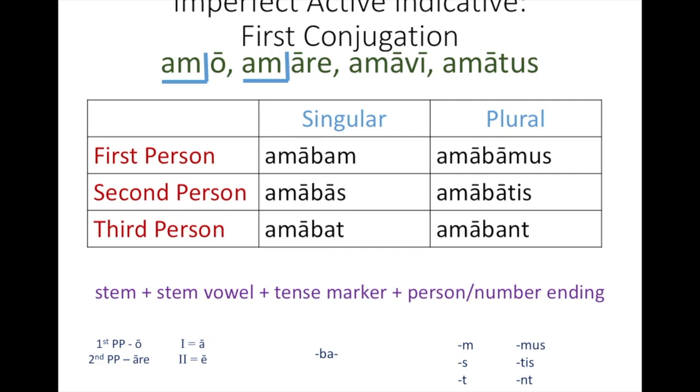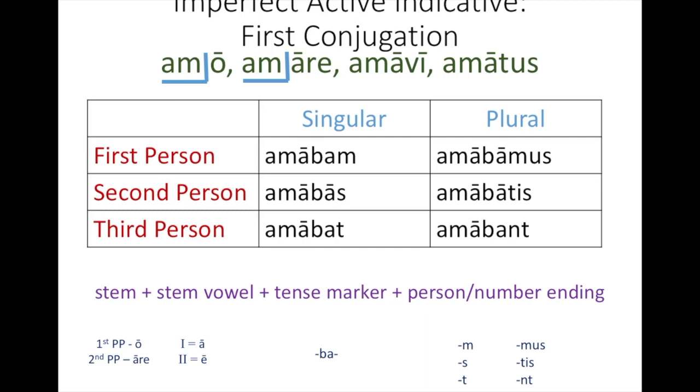Remember, you can translate the imperfect tense with I was loving or I used to love. So amabam, I was loving, amabas, you were loving, amabat, he, she, it used to love, amabamus, we were loving, amabatis, y'all used to love, and amabant, they were loving.